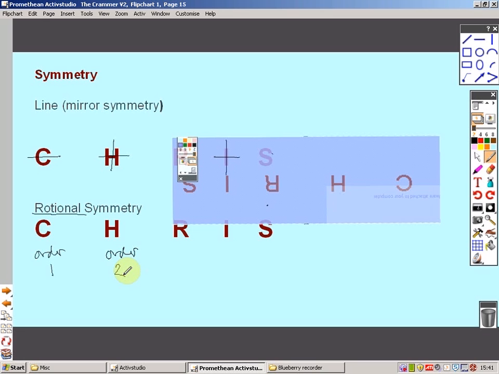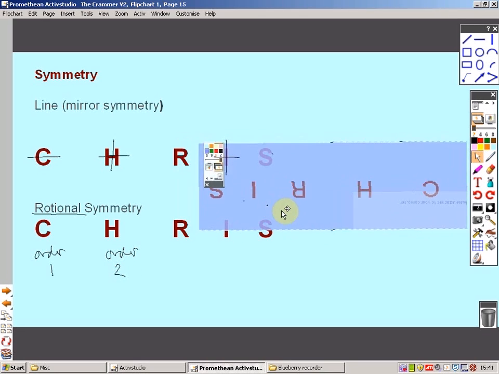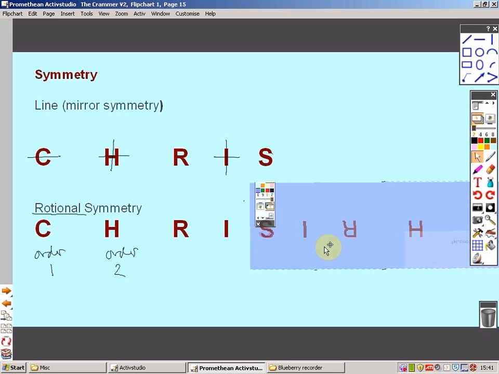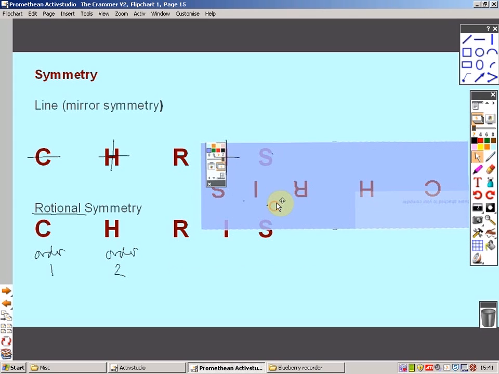is 2. Similarly, the S I can have as it was originally, or I can spin it around and do it that way. Likewise with the I. So both the S and the I would both be 2, whereas the R's only got one way I can possibly put the tracing paper down, so that would be 1. Hope that's clarified that for you.